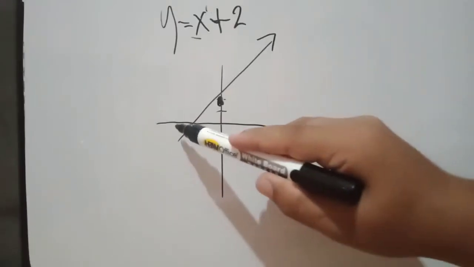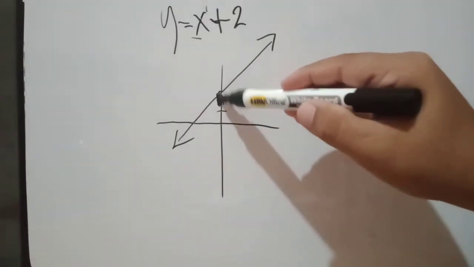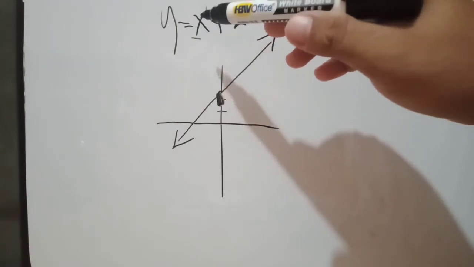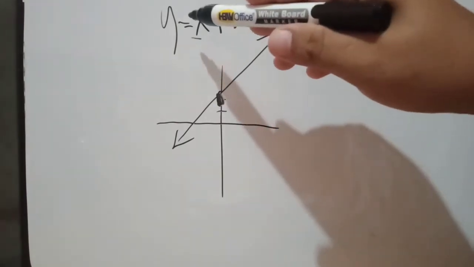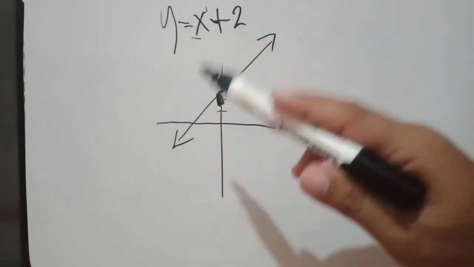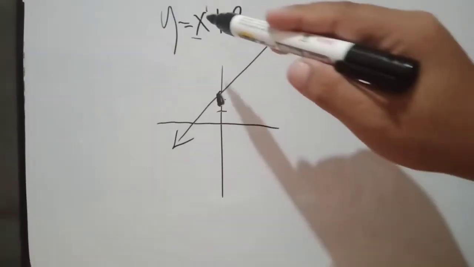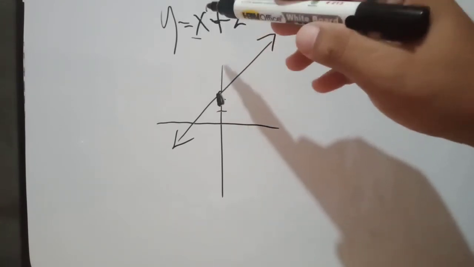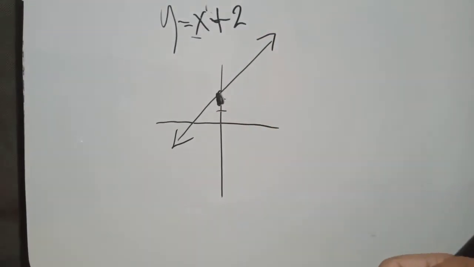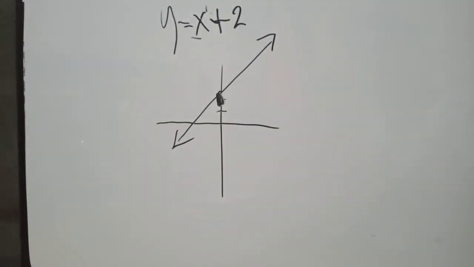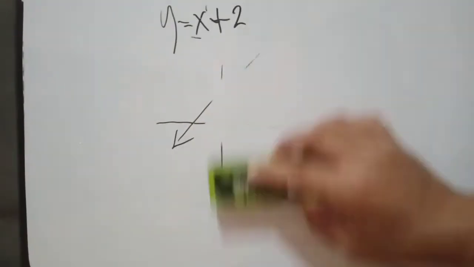So that's for positive. You have to identify first if the leading term is positive or negative. Since it's positive, the behavior of the line must be like this. Since the exponent is only 1, automatically there is no curve for the line. That's how the linear equation works.